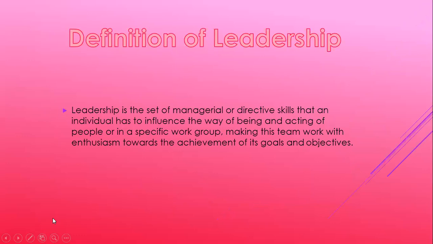Definition of leadership. Leadership is the set of managerial and directive skills that an individual has to influence the way of being and acting of people or of a work group, making the team work with enthusiasm towards the achievement of its goals and objectives.